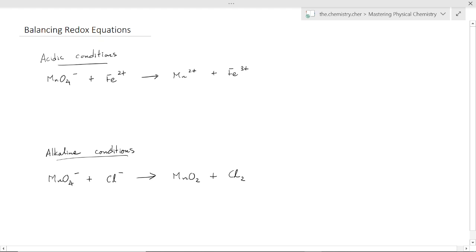Hi everyone, in this lesson we are going to talk about balancing redox equations. For balancing of redox equations, we need to take note of the different conditions. We have the acidic conditions and the alkaline conditions. So let's start with the acidic conditions first.